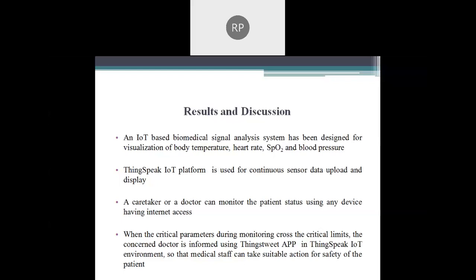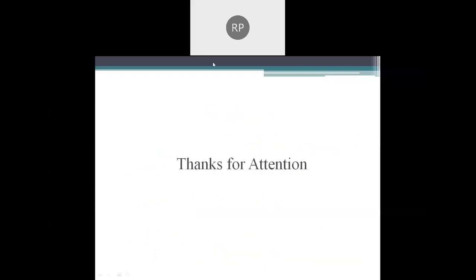Results. The IoT-based biomedical signal analysis system has been designed for the visualization of body temperature, heart rate, SpO2, and blood pressure. The ThingSpeak IoT platform is used for continuous sensor data upload and display. A caretaker or a doctor can monitor the patient status using any device having internet access. When the critical parameters cross the critical limit during monitoring, the concerned doctor is informed using the ThingSpeak app in an IoT environment. So the medical staff can take suitable action for the safety of the patient.